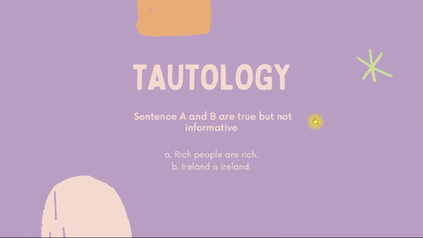And tautology, this is our last relation. Sentence A and B are true, but not informative. So actually, A and B are true, but here the information is empty. So when it is said, "Rich people are rich," that's correct, that's true, but this sentence is not informative. So this is called tautology. And also "Ireland is Ireland." So there is nothing given here but the same phrase or the same name.